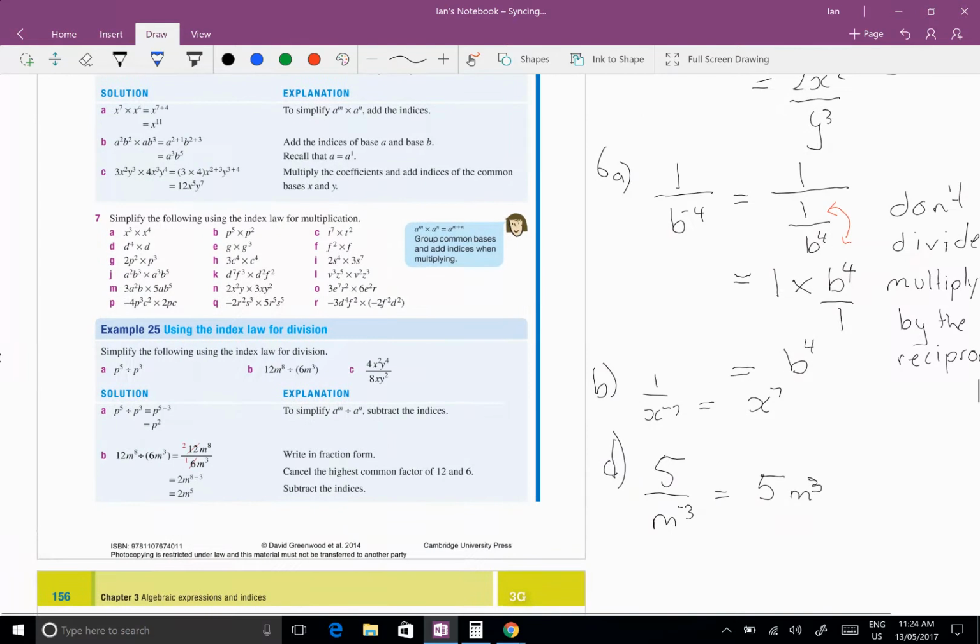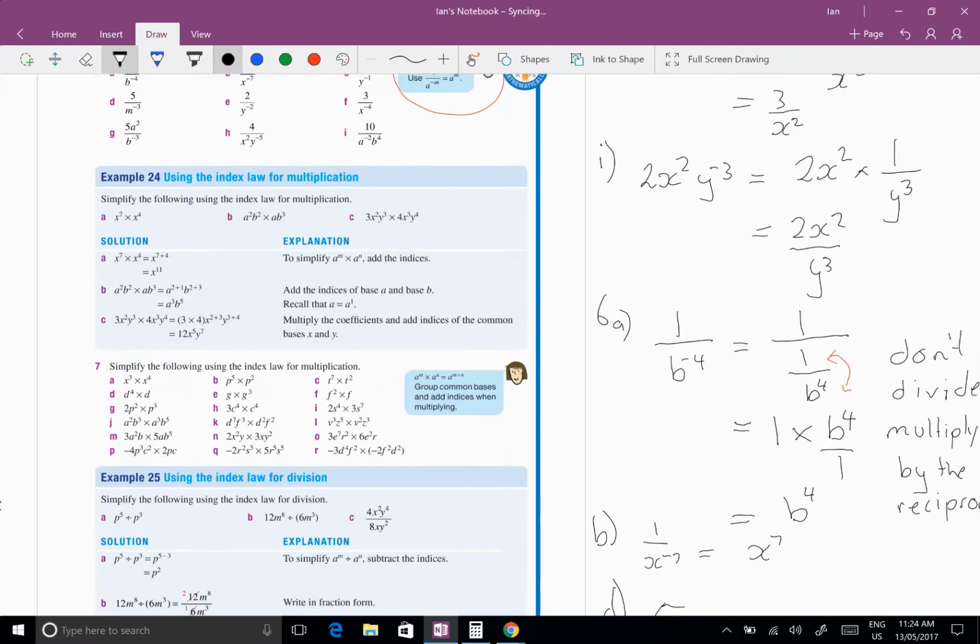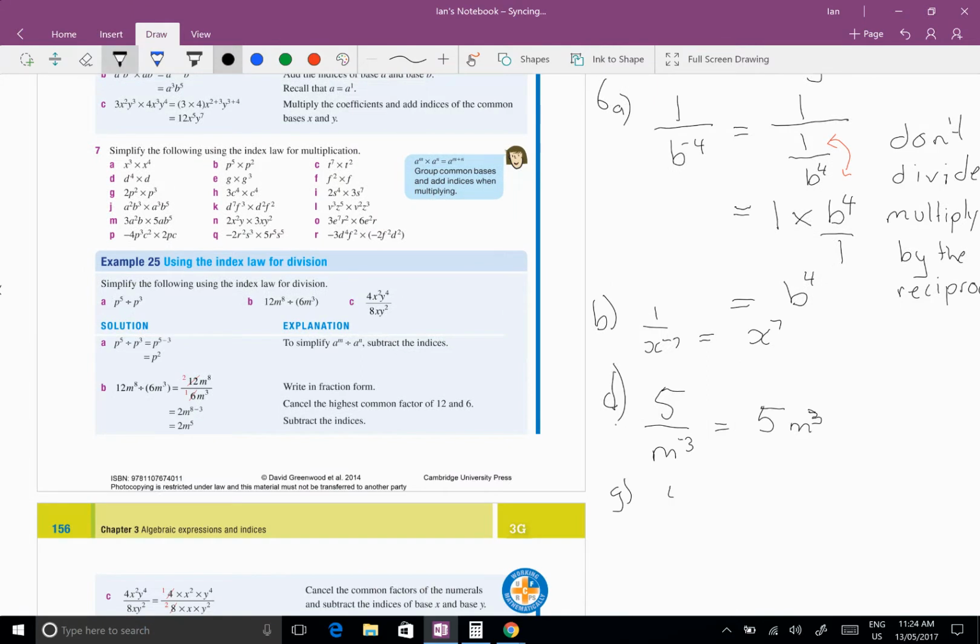So in the last one, in G, I've got 5a squared on b to the -3. Well, leave the 5a squared alone. But that b to the -3, it's on the bottom. I can bring it to the top and just make it positive. How easy is that? That is brilliant.